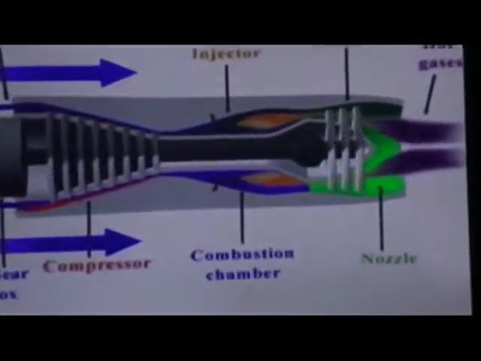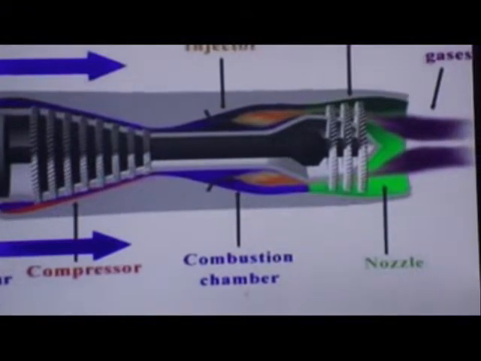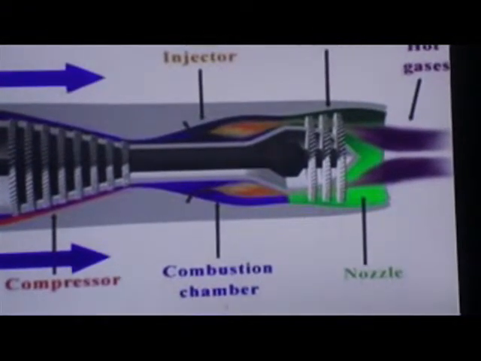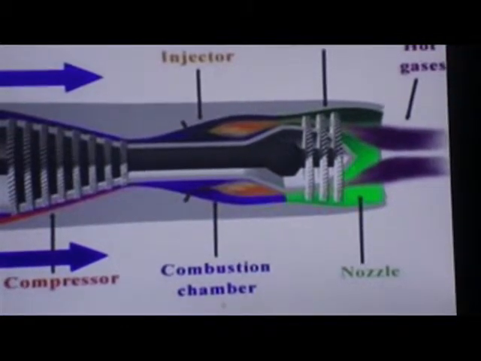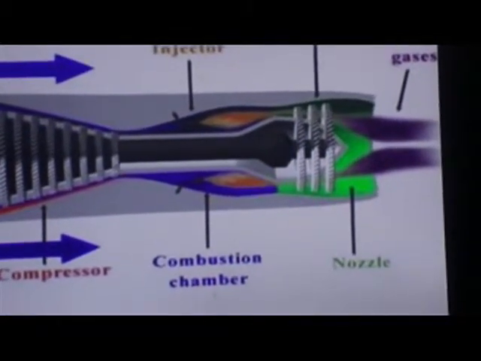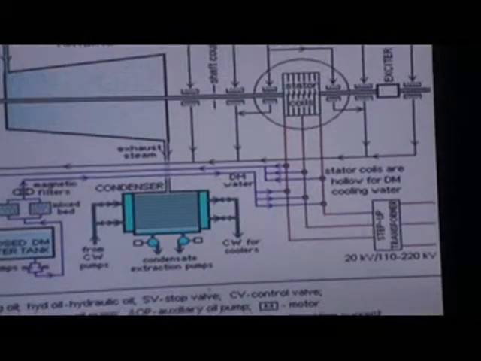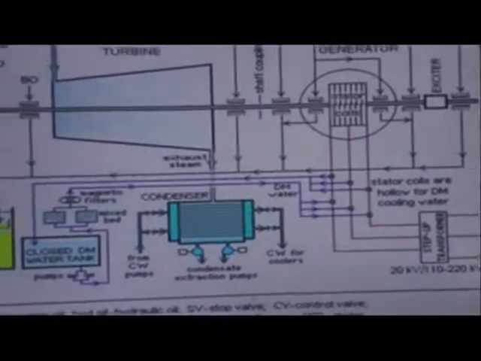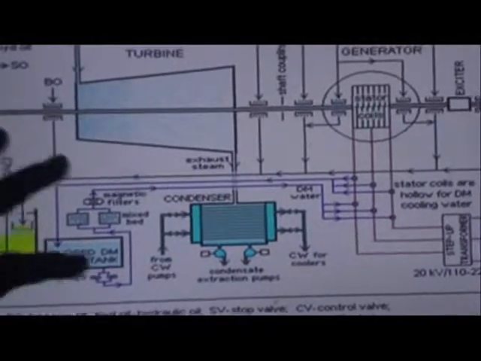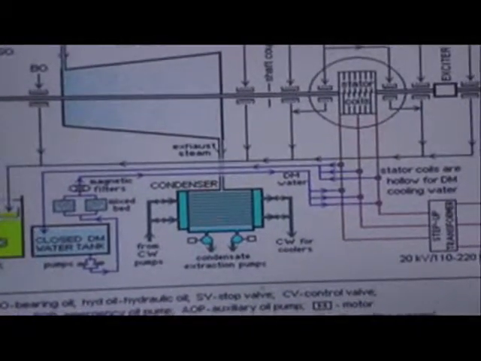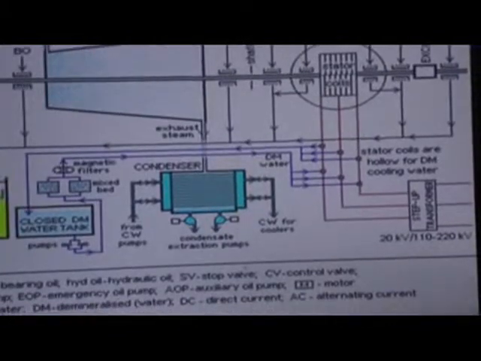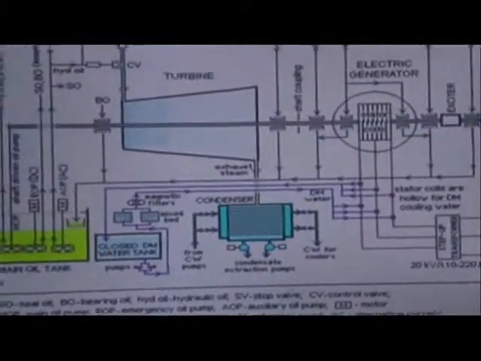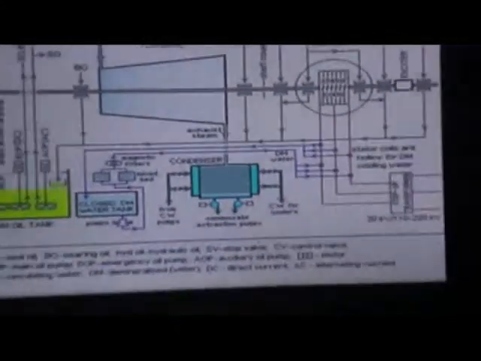Energy generating turbo machines: turbo machines that generate or produce energy by utilizing the energy of the fluid supplied to it are termed as energy generating turbo machines. Example, steam turbines. This is a turbine generator system which uses a steam turbine to generate electricity.